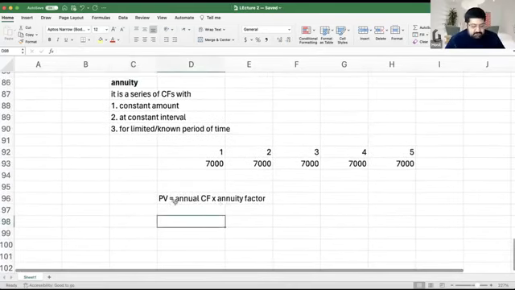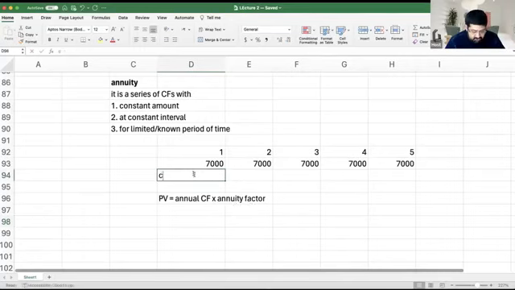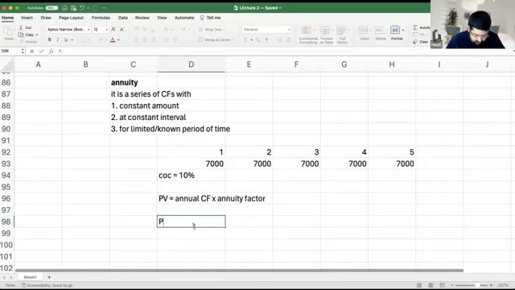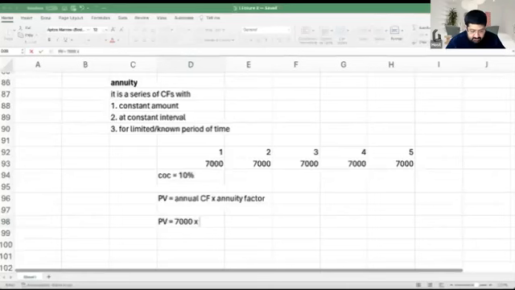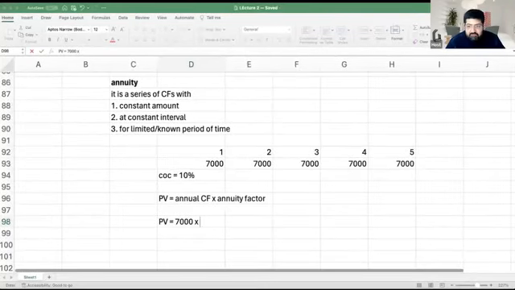So annual cash flow into the annuity factor. So, for example, cost of capital is 10%. So present value of cash flow will be equal to annual cash flow 7,000 into annuity factor at 10% for 5 years. And for that, we will be provided an exam formula sheet where we can find annuity.